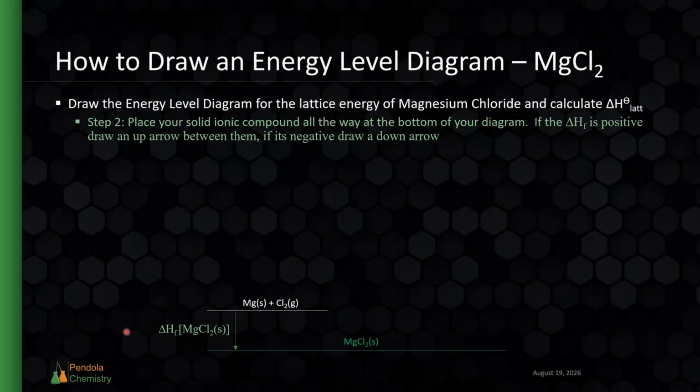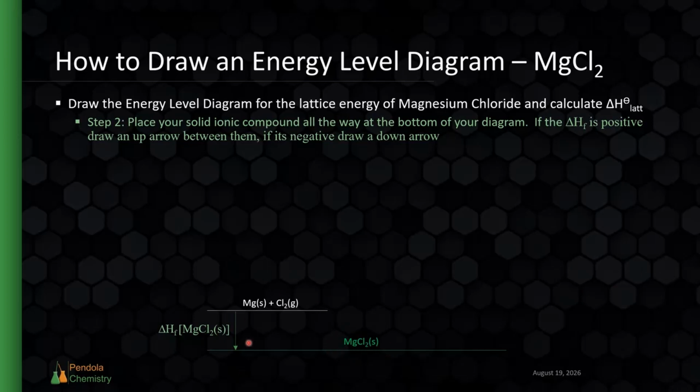Because enthalpy change of formation is exothermic in this particular case, we will place that arrow facing down. You have to be careful. Some enthalpy changes of formation are positive, some of them are going to be negative. So in this particular case, because it is exothermic, because it is negative, we draw the arrow facing down. This is going to represent the enthalpy change of formation of magnesium chloride, because we're going from the elements in the elemental form to the solid ionic compound, the solid magnesium chloride.